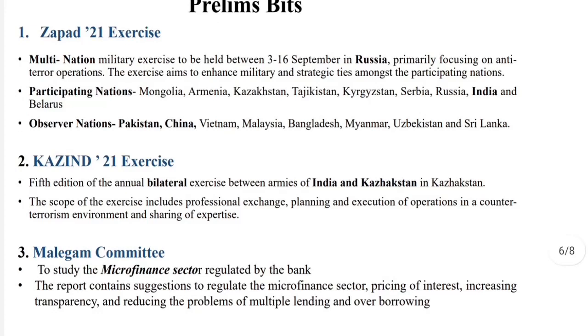The next one is the KAZIND exercise. It is an annual bilateral exercise between the armies of India and Kazakhstan.